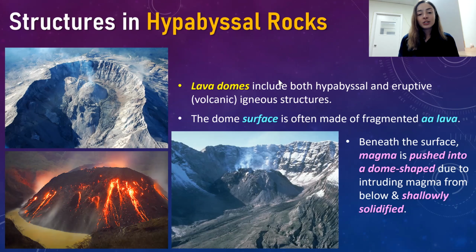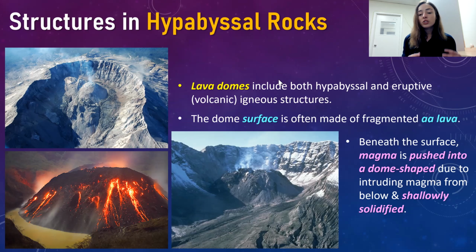So first, lava domes. Lava domes include both hypabyssal and eruptive or volcanic igneous structures. That's because the dome's surface is often cracked and lava comes out of those cracks and cools at Earth's surface, and that's why it forms eruptive or volcanic igneous structures, such as block lava, as we talked about in the previous video. If you don't know what block lava is, it's just kind of blocky structured lava.